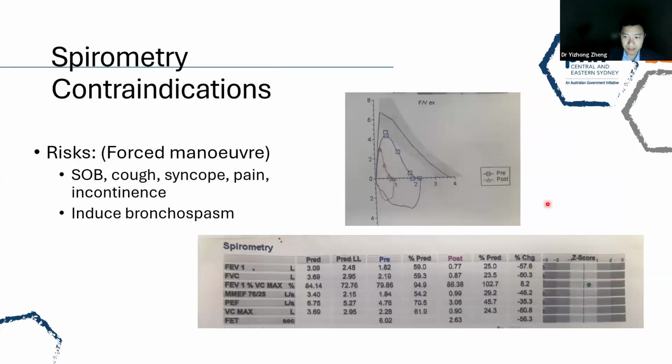In terms of contraindications, so what are the risks of spirometry? They tend to relate to the effects of forced maneuver, such as breathlessness, cough, incontinence, pain, and syncope. In some cases, they can induce bronchospasm, such as in brittle asthma. As you can see in this case, the blue line is pre-bronchodilator and the purple is post-bronchodilator. With repeated forced maneuvers, it triggered bronchospasm, and you've got a drop in the FEV1 and FVC with repeated measurements.